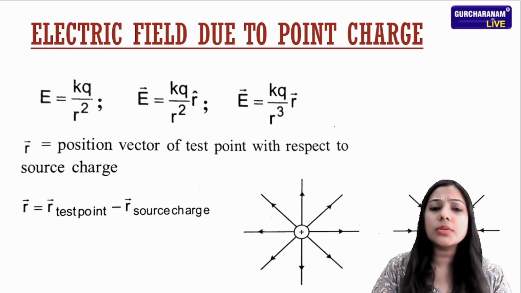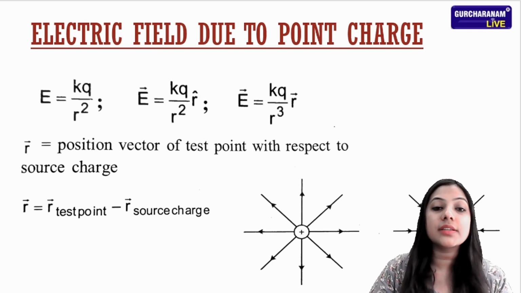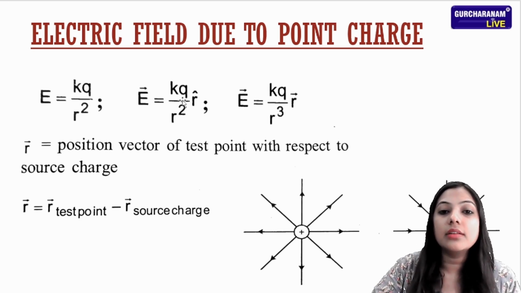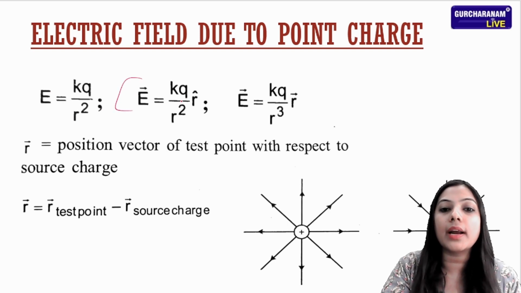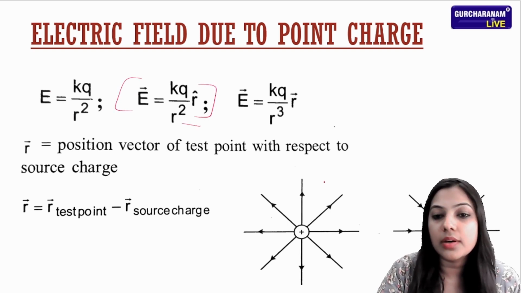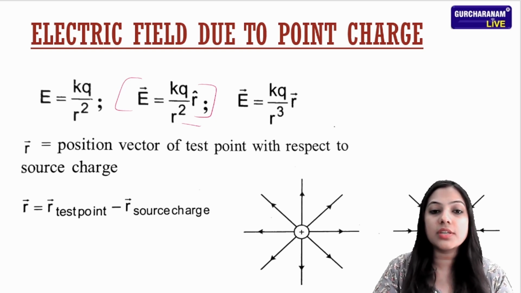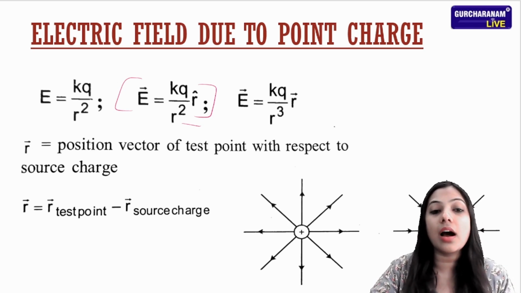So students, what do you understand by electric field due to point charge? We learned the formula of electric field, which is E equals kq upon r square. But in vector form, we use the formula E vector equals kq upon r square multiplied by r cap. Okay, so this is the formula of electric field in vector form. There is another formula related to electric field, which is E vector equals kq upon r cube multiplied by r vector.